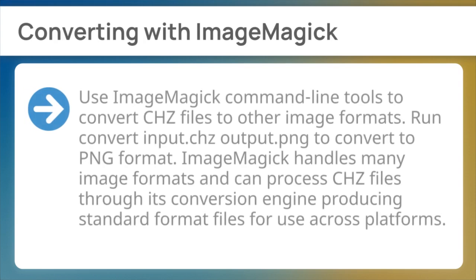Finally, converting with ImageMagick. Use ImageMagick command line tools to convert CHZ files to other image formats. Run convert input.chz output.png to convert to PNG format. ImageMagick handles many image formats and can process CHZ files through its conversion engine, producing standard format files for use across platforms.